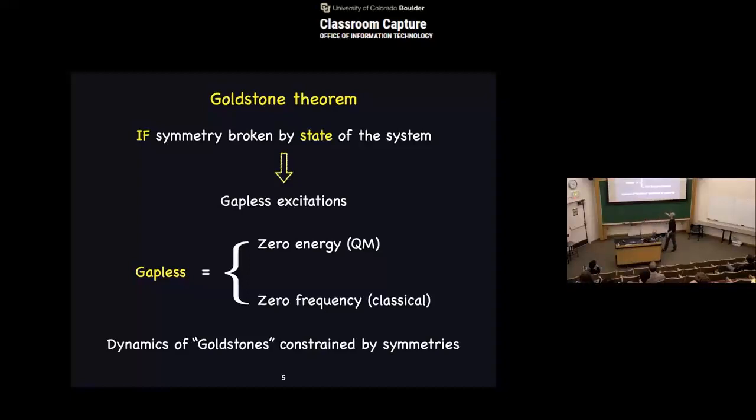Another important aspect of the Goldstone theorem, which usually is not part of how the theorem is phrased, but follows from the algebra, is that not only does the theorem predict the gapless excitations, which go under the name of Goldstones, it also predicts the dynamics of these Goldstones, in particular what terms one can write down in the Lagrangian or in the Hamiltonian of the system, not only at the quadratic level, but also including interactions or nonlinearities.